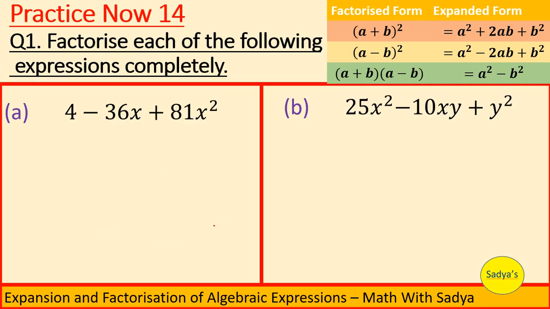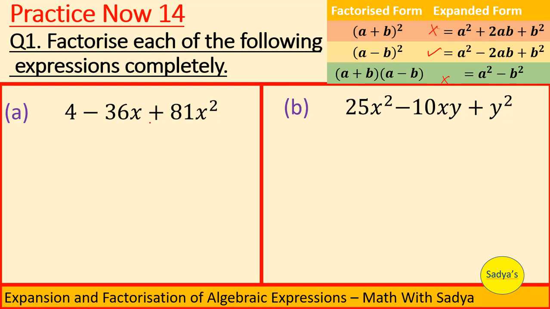Let's now solve practice now 14. Question number 1 is factorize each of the following completely, which means that the questions that are given to us are the expanded forms, and we have to look at the expanded forms of the identity. So we have 4 minus 36x plus 81x squared. There are three terms and there is a negative sign as well. So three terms and negative sign. Not this, not this. It means we are going to use the second identity over here.